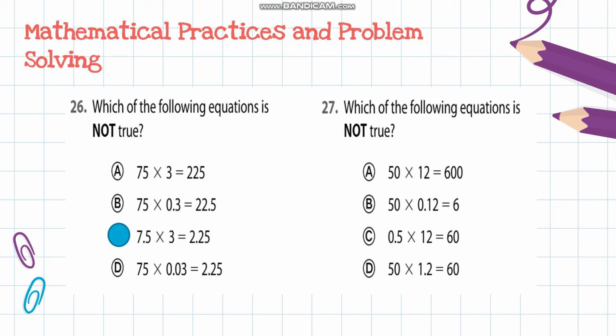And for number 27, which of the following equation is not true? The correct answer is letter C also, because 0.5 multiplied by 12 must be 6 only, because you have one decimal point. So that's it.